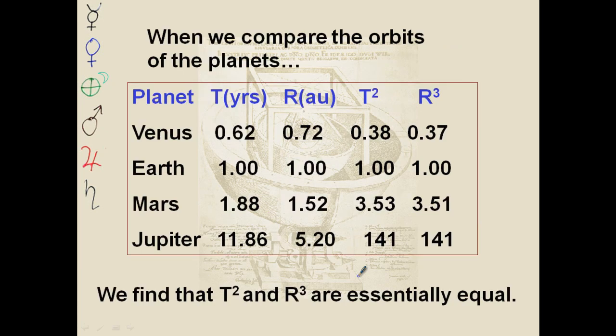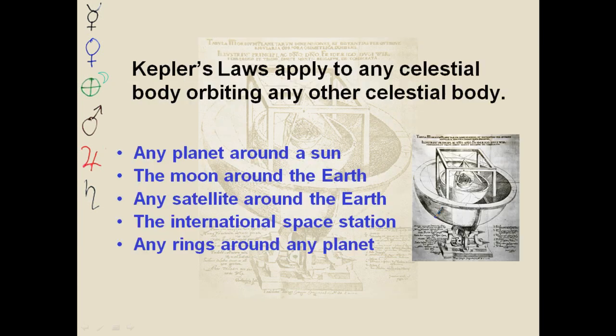So when we compare the orbits of planets, we find that T squared and R cubed are essentially equal. So for Venus, these guys are pretty close to each other. For Mars, pretty close. Jupiter, pretty close. Kind of interesting that it works out that way. Nature is very elegant. So Kepler's laws apply to any celestial body orbiting another celestial body.